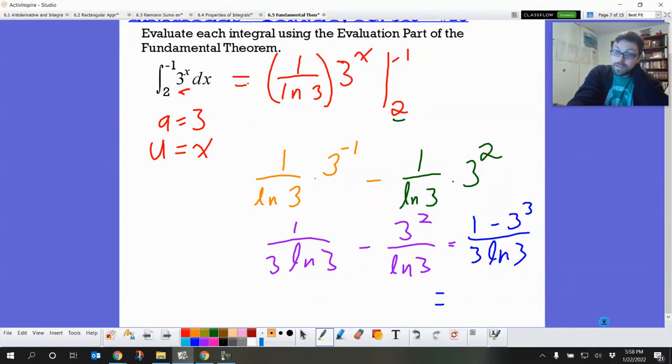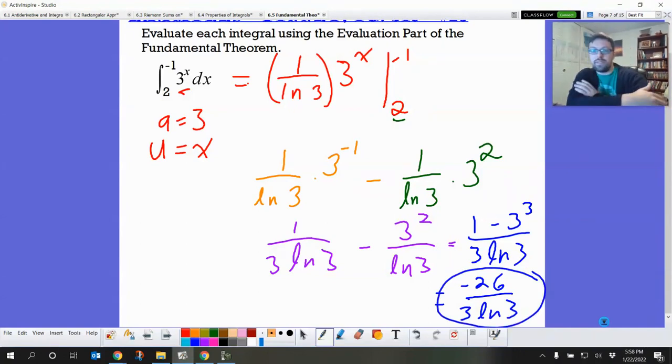Yep. 1 minus 27, negative 26. So it's 26 over 3 ln of 3. That'd be the exact value. Your calculator would spit out some decimal, but you could check your decimal against that fraction. Neat. But again, you don't need to memorize this.